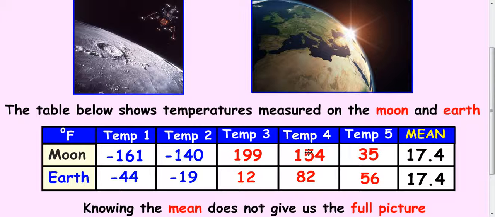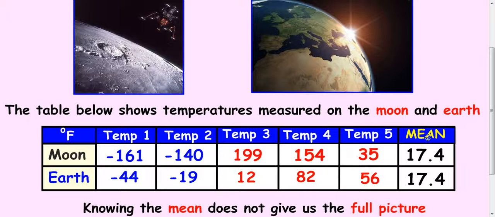But when you add all these temperatures up, if you add 35 and 154 and 199 and negative 140 and so on, and divide by 1, 2, 3, 4, 5, the mean temperature, the average temperature, is 17.4 degrees Fahrenheit. On Earth, the temperature didn't drop as much. It was at negative 44, and the top temperature was 82 degrees Fahrenheit when it was recorded. And if you add all these figures up and divide by 5, you get 17.4.